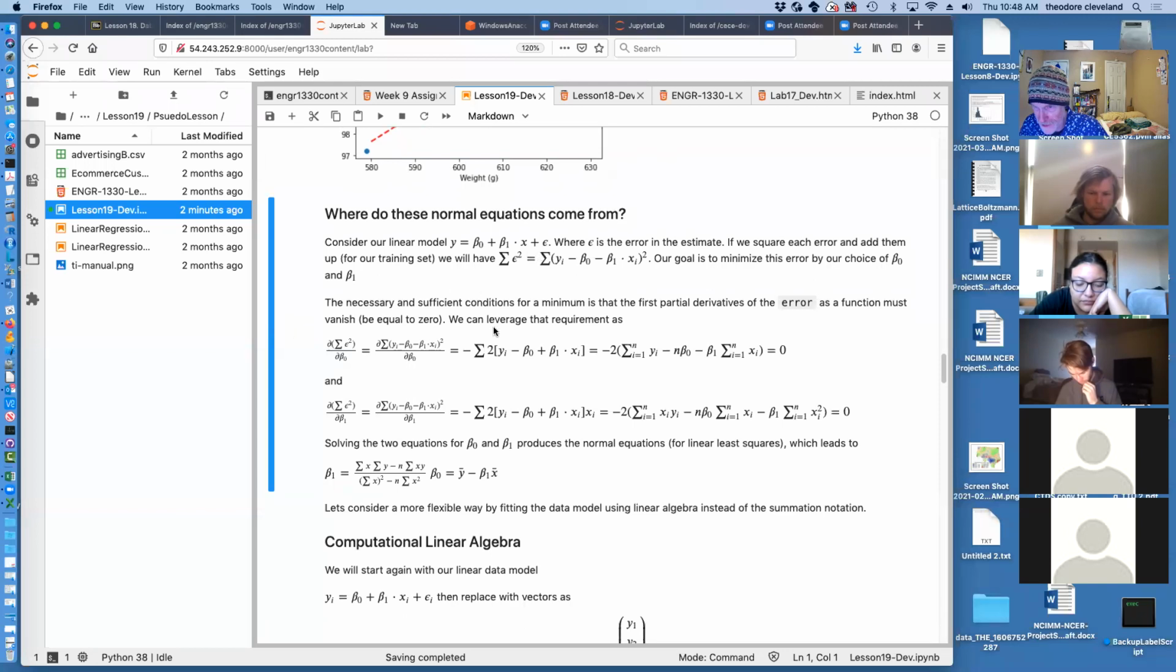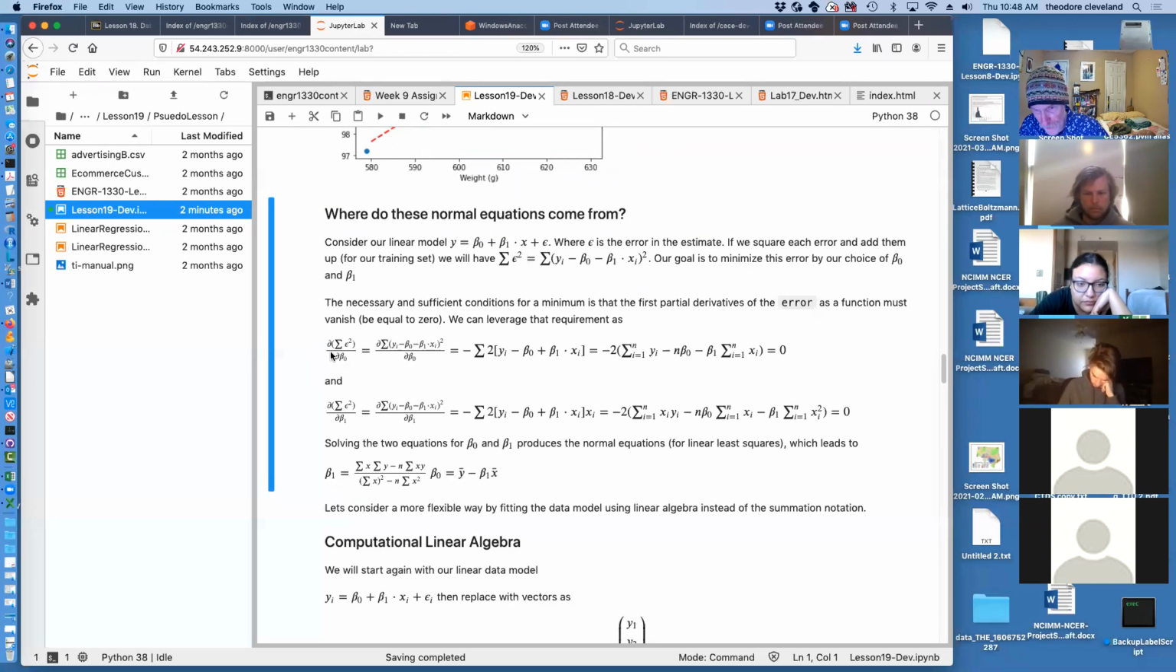Recall from your calculus class that the necessary and sufficient conditions for a minimum is that the first partial derivatives of the error function must vanish. They have to equal 0 for a minimum to exist. So we can leverage that requirement. It's fancy wordage for saying we can use that requirement to write an algebraic condition that hopefully we can solve. And if we solve it, maybe that'll tell us how to minimize the errors.